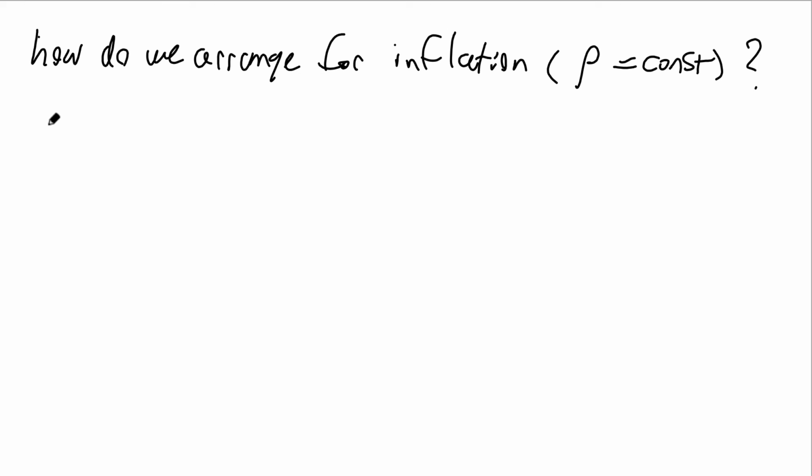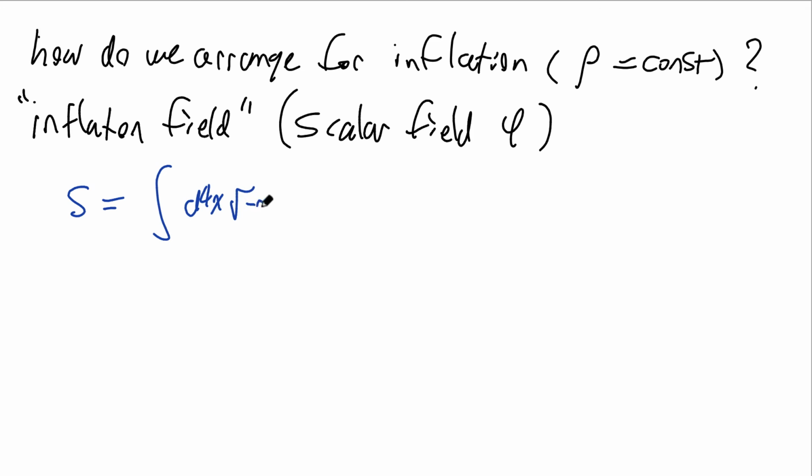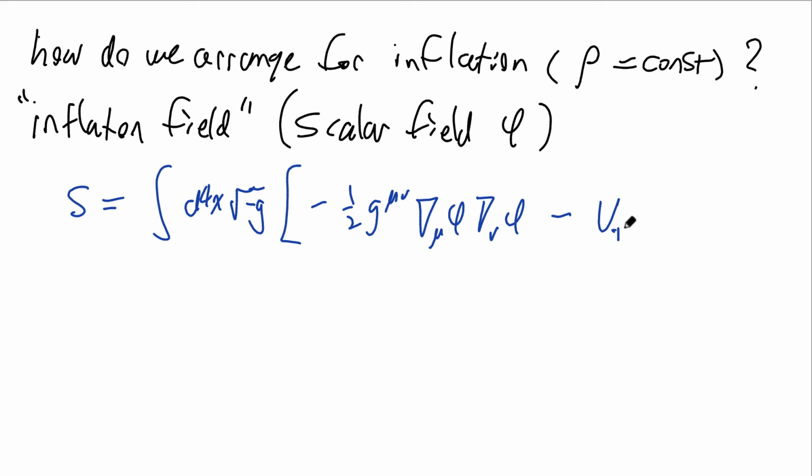Most schemes for inflation rely on the use of a scalar field called the Inflaton Field. So it's a scalar field, phi. The action for the Inflaton field is the integral d4x square root of minus g, that's the volume element in curved space-time, of minus 1/2 g mu nu del mu phi del nu phi minus V sub T of phi. This function V sub T is the potential, and it depends on temperature.